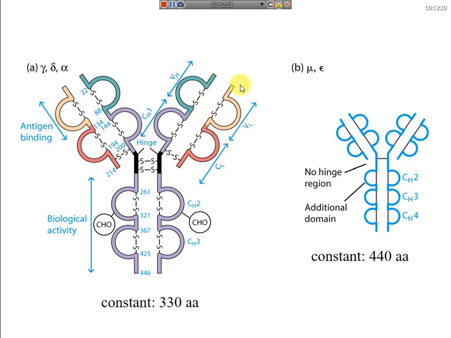Each immunoglobulin domain is made up of about 110 amino acids. So if we talk about the constant region of gamma, delta, and alpha chains, as three immunoglobulin folds are present, its approximate length will be 330 amino acids, right? While in case of mu and epsilon chains, there is an extra immunoglobulin domain, and there is no hinge region. And we can easily calculate the approximate length of the constant region of these two heavy chains, mu and epsilon. It will be 440 because there are four immunoglobulin domains in the constant region. Okay.